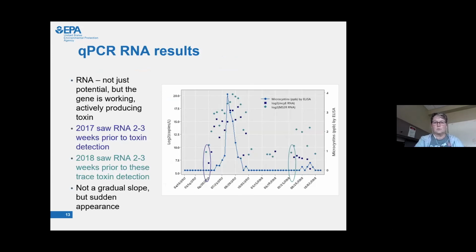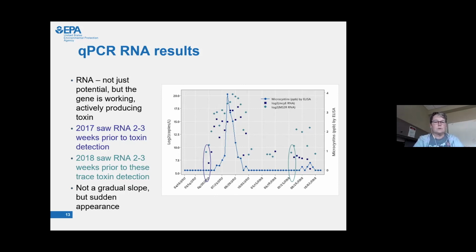So Dr. Liu took this one step further, and he analyzed reverse transcriptase qPCR. So we're looking now at the RNA, not just the potential to produce toxins, but the gene itself is turned on and it is working. So we're actively producing toxins now. And what you can see here, again, prior to seeing toxins in the water by ELISA, we saw a signal from this RNA. So there was actual genetic indication that toxins were being produced prior to the toxins getting to where we could detect them in the water.